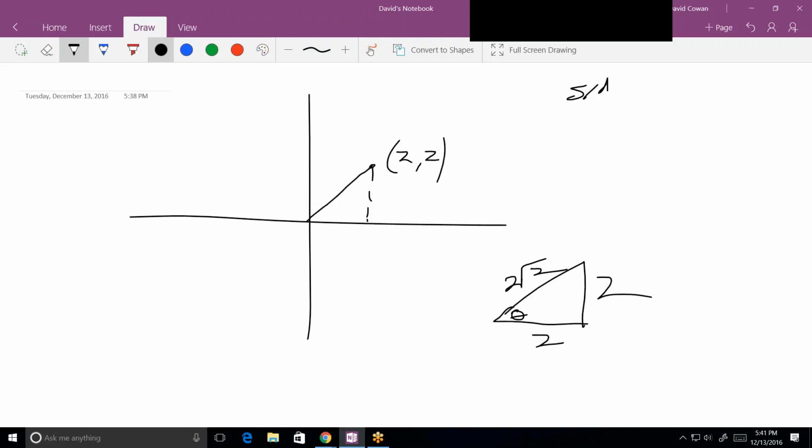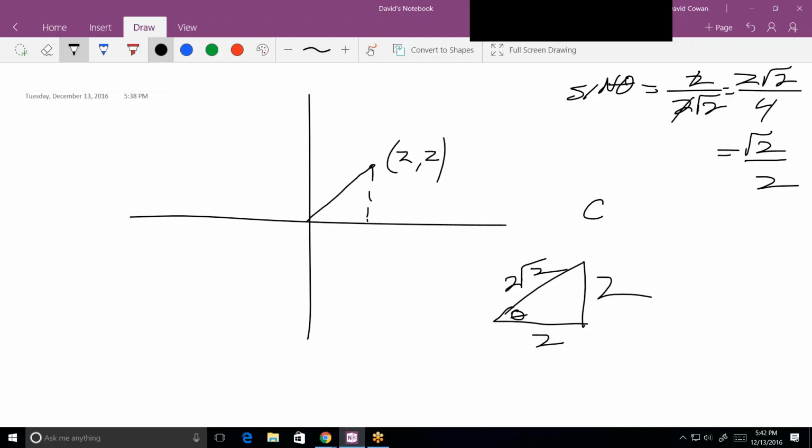What's the sine of theta? The sine of theta would be 2 over 2 root 2. That does rationalize into 2 root 2 over 4, which is root 2 over 2. In other words, 1 over root 2 is the same as root 2 over 2.